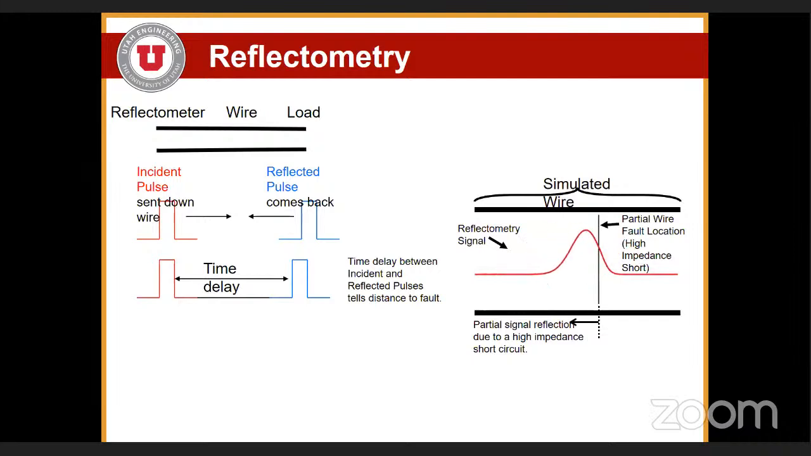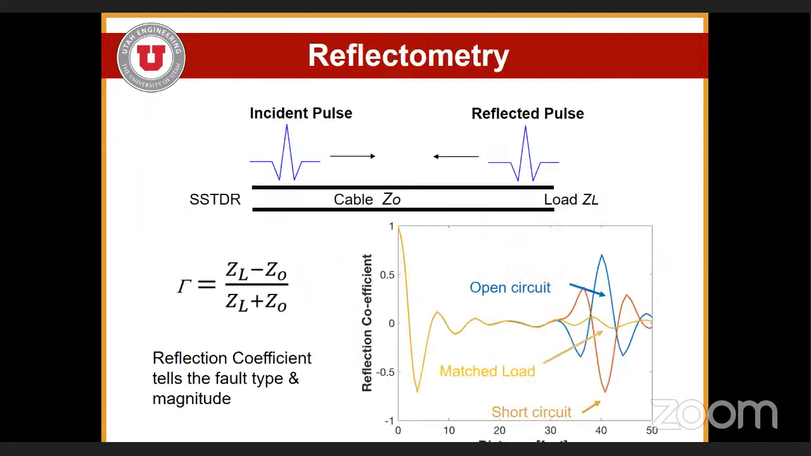The type of fault, whether it's positive or negative, tells you if it's an open or a short, or a resistor or a capacitor even. So you can see that if we have a positive pulse, we have an open circuit. If we have a negative pulse, we have a short circuit. And if it's matched, we get no pulse at all. We look at the reflection coefficient, and it's a ratio of the load and the input impedance of the cable. And we get these different types of reflections.